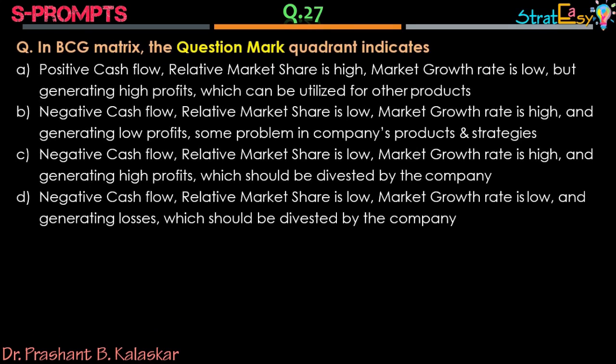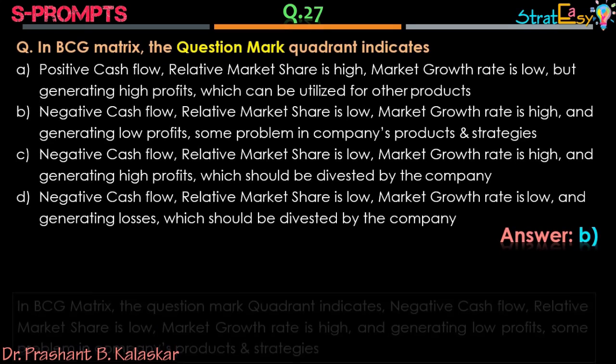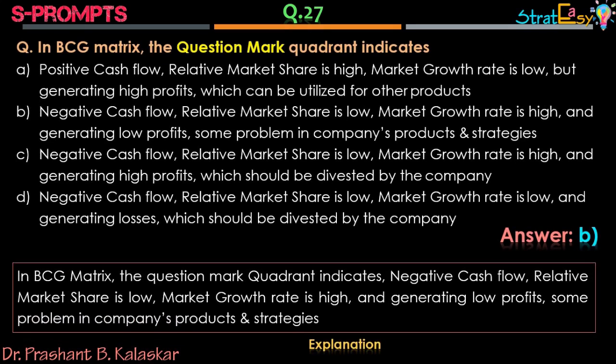In BCG matrix, the question mark quadrant indicates, and the right answer is option B. So in BCG matrix, the question mark quadrant indicates negative cash flow, relative market share is low, market growth rate is high, and generating low profits. Some problem is in the company's products or strategies.